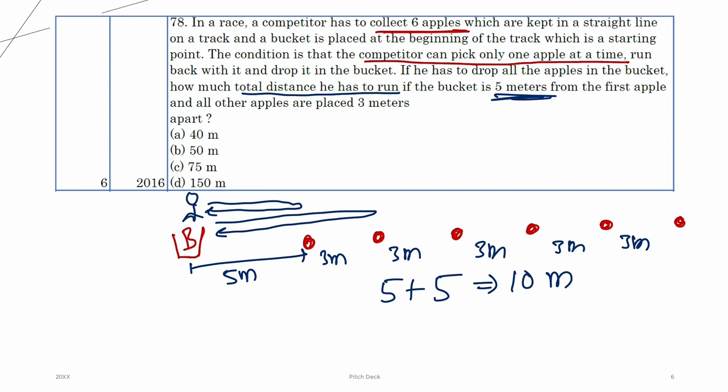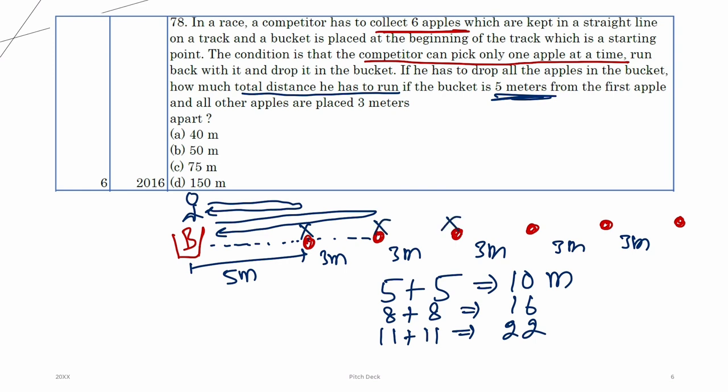So in the second case, he will have to run 5 plus 3, 8 meters. So 8 plus 8, 5 for coming back, that is 16. The next one is 8 plus 11, plus 11 for the return, that is 22. Right? This one is done, this one is done, this one is done. The next part is 14 plus 14. I hope you can understand, 9 plus 5, 14.